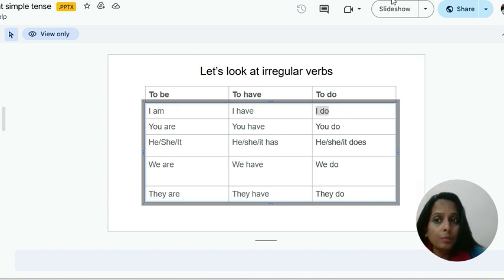And for we, use do when talking about yourself and others. We do our best. And the same applies for they also. They, plural again, they do. They do their work well. When talking about multiple people or multiple things, we use they do. So important, for questions and negative sentences, do and does are used with the base form of the verb. I do not like coffee. She does not understand. Right?